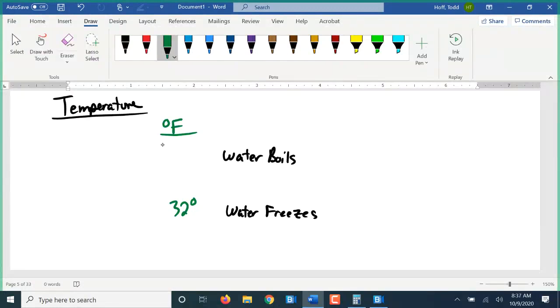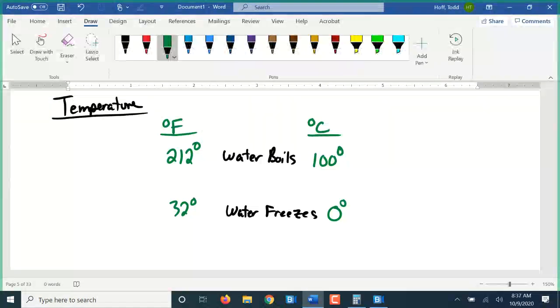This is one that, in recent years, a lot of people don't know anymore. It used to be something we had to memorize in elementary school. 212 degrees Fahrenheit is where water boils. In degrees Celsius, which is the metric temperature, what temperature does water freeze? 0. 0 degrees Celsius. What temperature does it boil? 100. Perfect. There's 100 degrees between freezing and boiling.